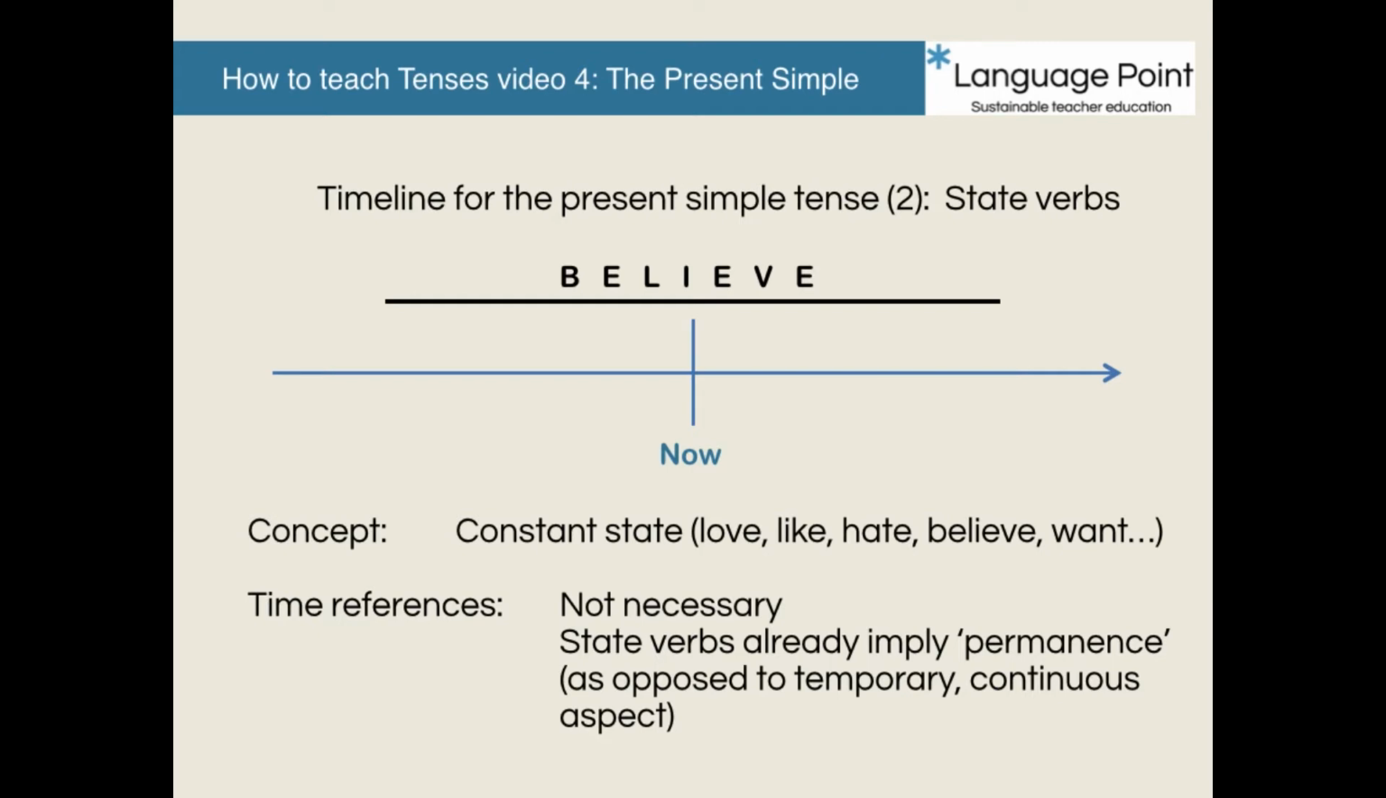We could also talk about, do you believe in God? Which would be a permanent situation. You either believe or you don't believe in God, so that's always true. This is the same for the verb like. If you like chocolate, you generally don't stop and start liking chocolate. You just either like it or you don't like it. So it's a sort of always true state verb.